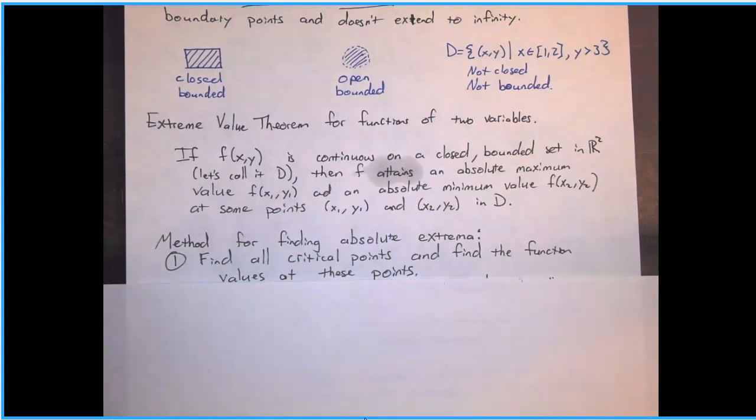The first step is to find all local extrema, so what we did in the last video. Find all the critical points of your function in this set and find the values of your function at these points. So we're not going to classify them like we did in the last video. We're not going to use the second derivative test. We're just going to find the values and then compare everything at the end.